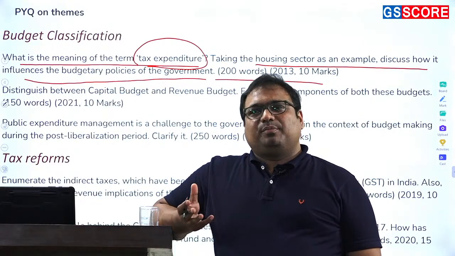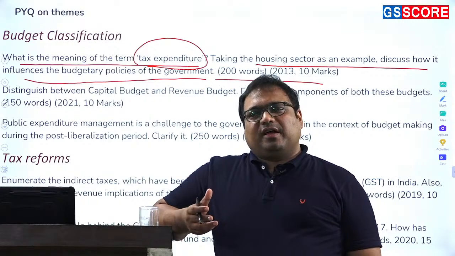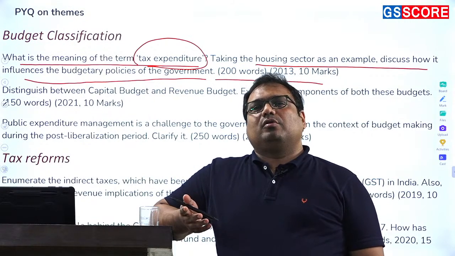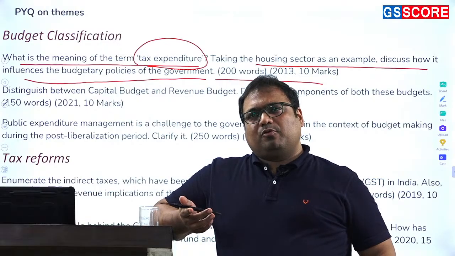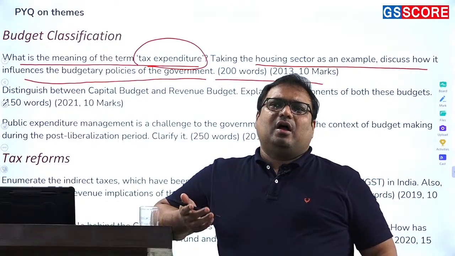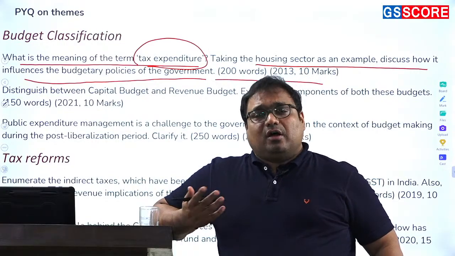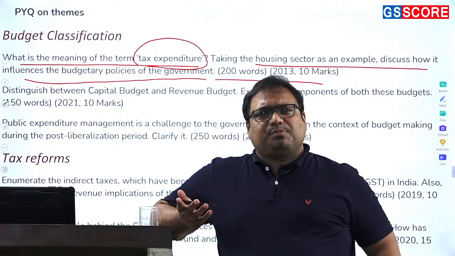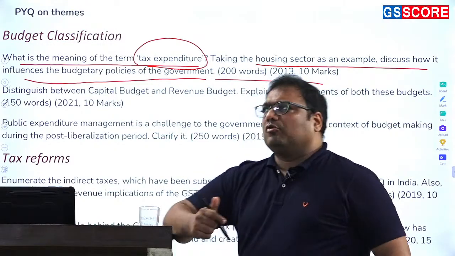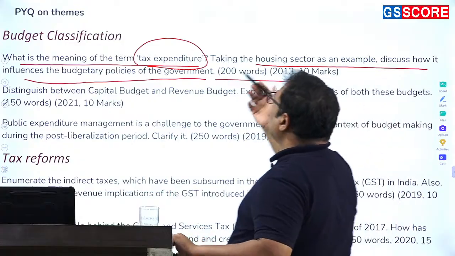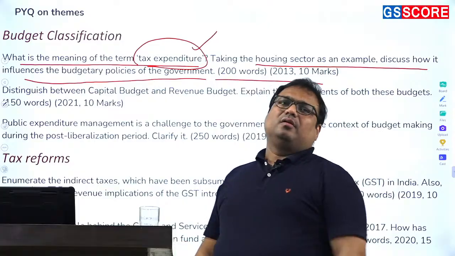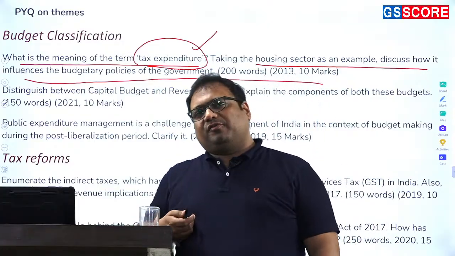Tax expenditure is basically that part of tax which government has given exemption to. So government from time to time introduces tax policies, tax holidays, and tax incentives under which people can reduce their tax liability. So सरकार समय समय पे टैक्स में छूट देती है. That is basically tax expenditure, so that is part of your budgetary analysis.